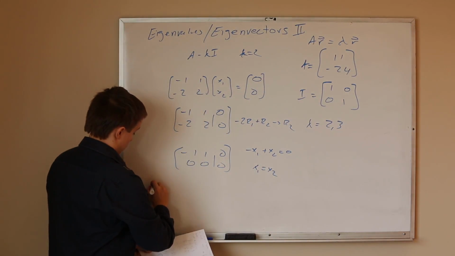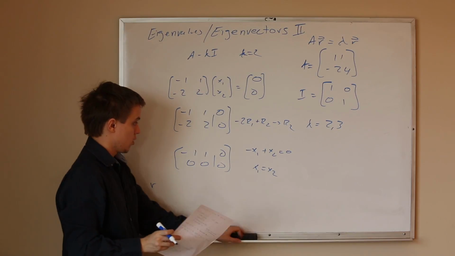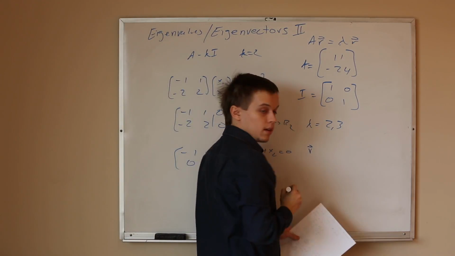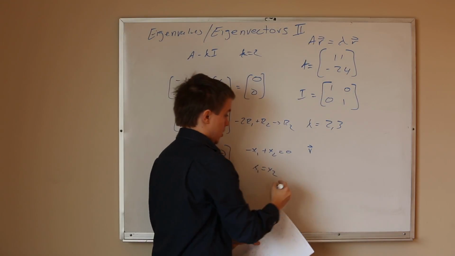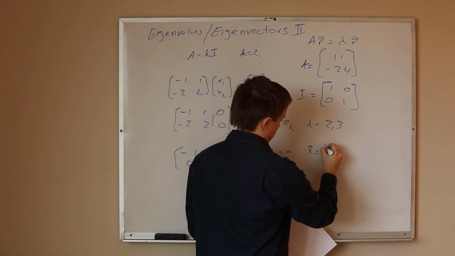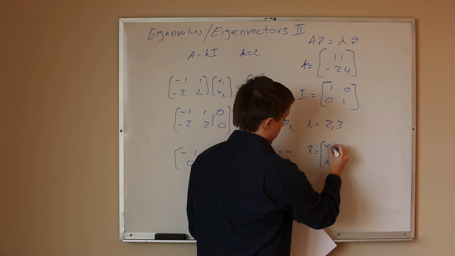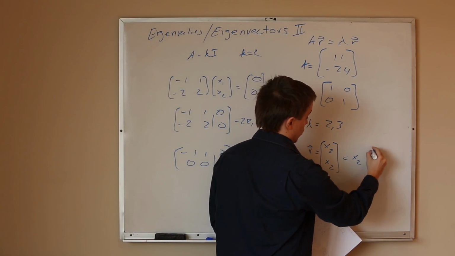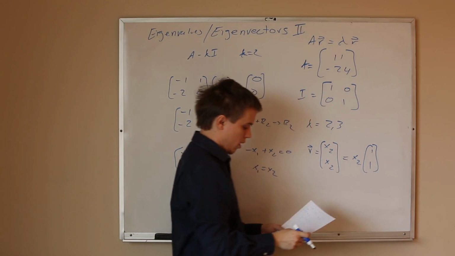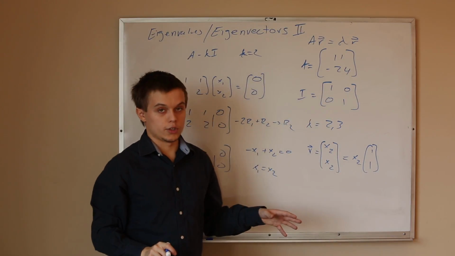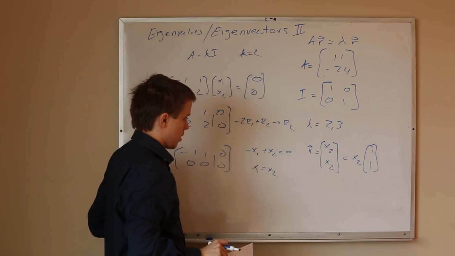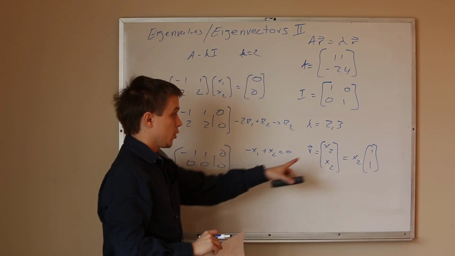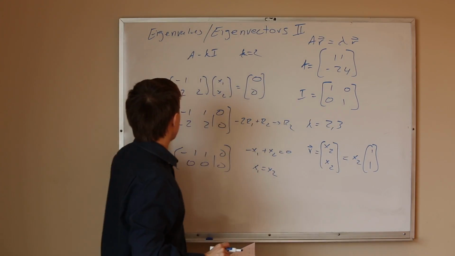So we know that v in this equation is equal to [x2, x2], since x1 is equal to x2. And now we can factor out an x2, and we get [1, 1], which is one of the eigenvectors we saw in the previous video. Now, that could just be a fluke. Let's do it with the other one, with lambda equals 3.